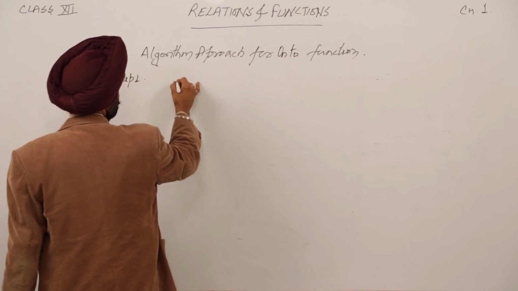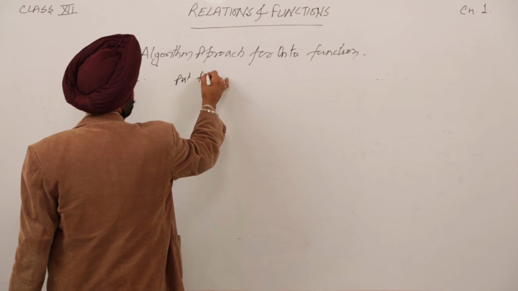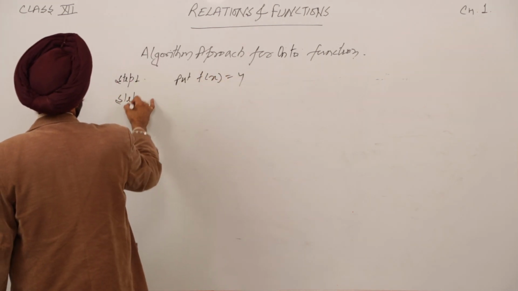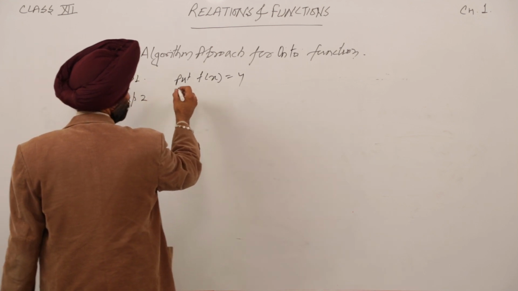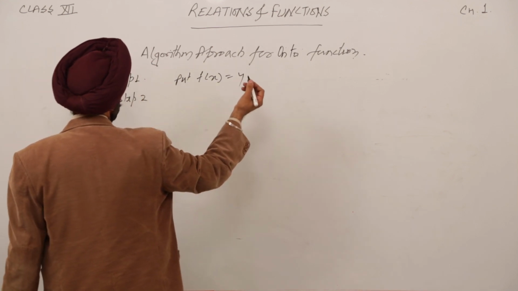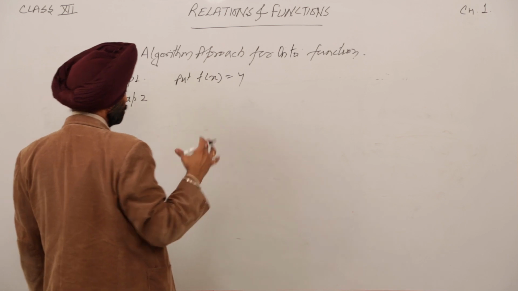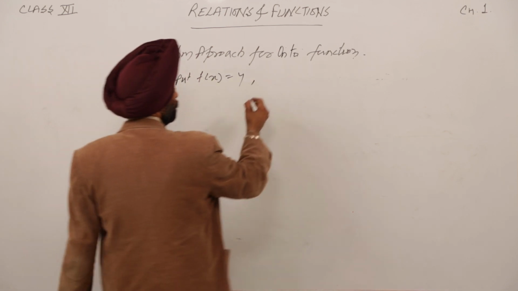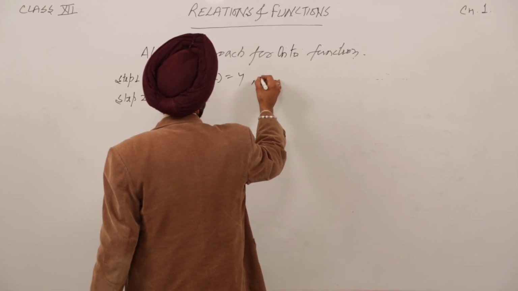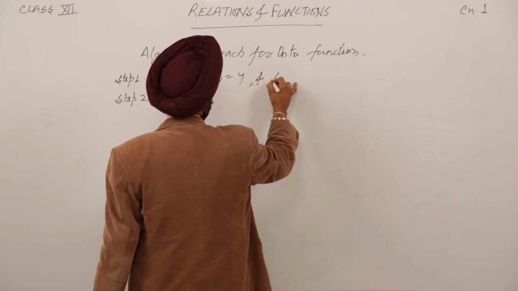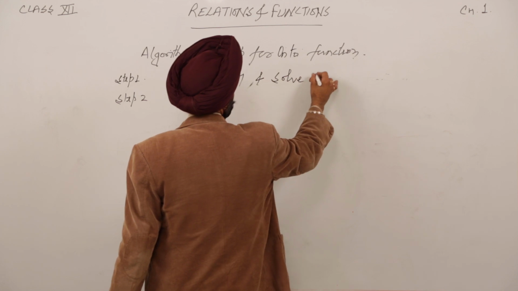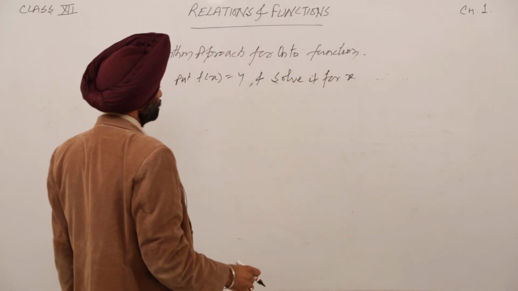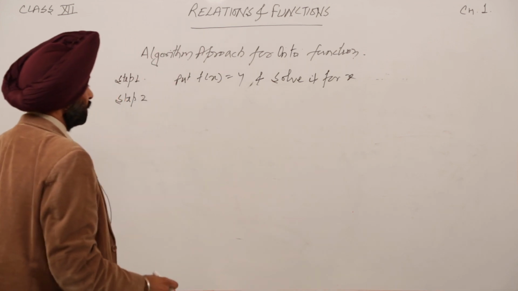Step 1 is put f(x) is equal to y. Step 2, you can write it as step 1, put instead of writing step 2, I am just taking it in the short form. Put f(x) is equal to y and solve it for x.